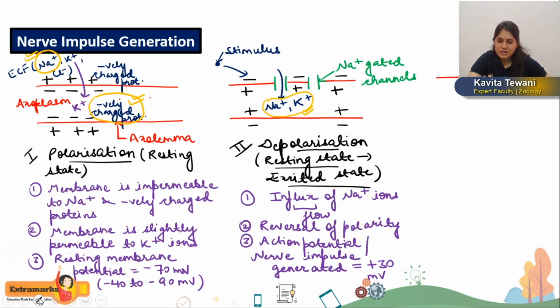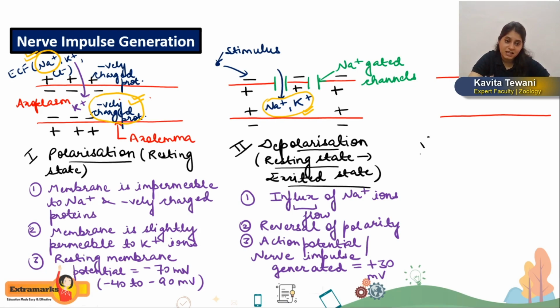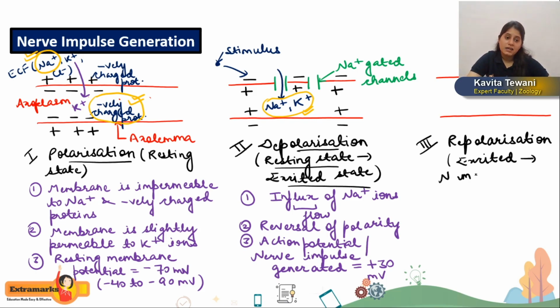Now let me tell you people that yes, this is the complete diagram of this, and the very third step is called repolarization. Okay, so yes, here we can write repolarization. Okay my dear children. So now what's going to happen, ma'am? Now this membrane will come back from excited to normal state.